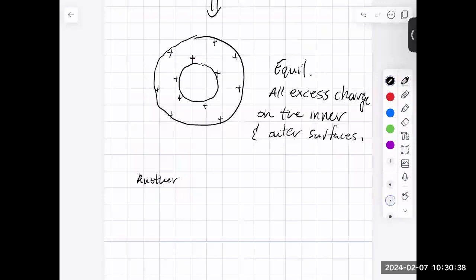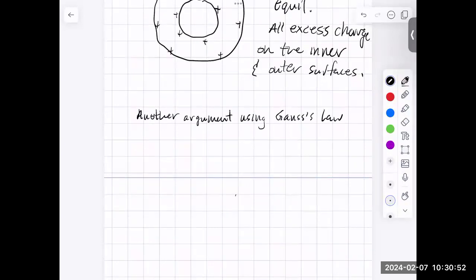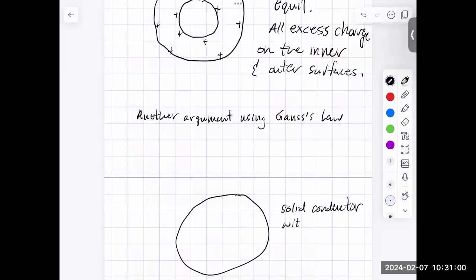All right, so another argument using Gauss's law. All right, so this time I'll take a solid conductor with some excess charge.